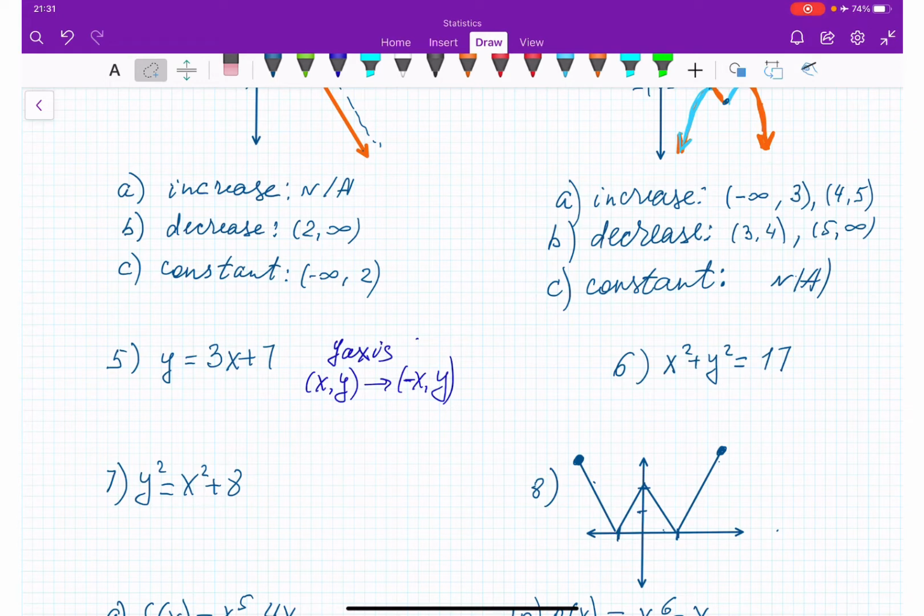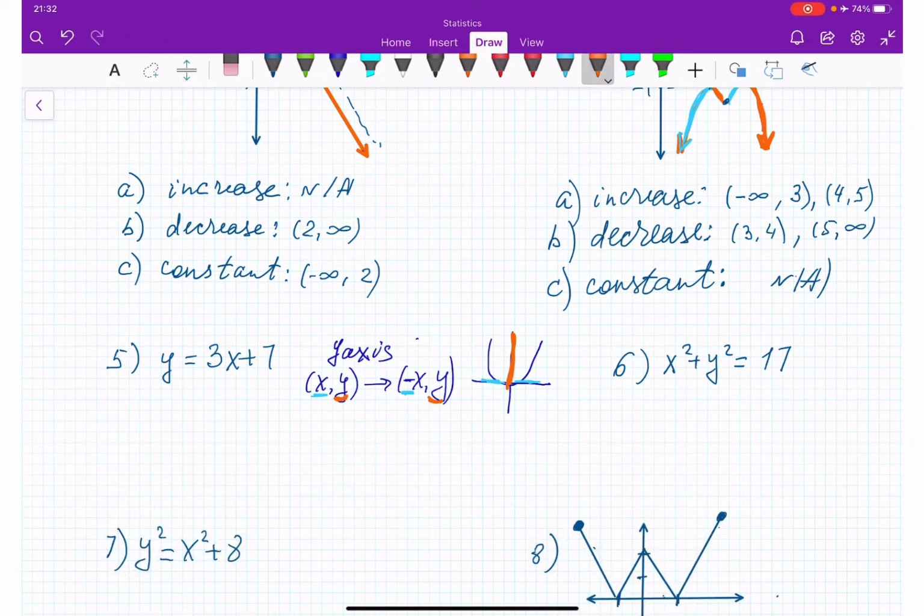Because if I have a graph symmetric to y, let's say here it is. That means we have y the same, but x is going to be negative and positive, right? We have x different, but y stays the same. Yes? Okay, next.